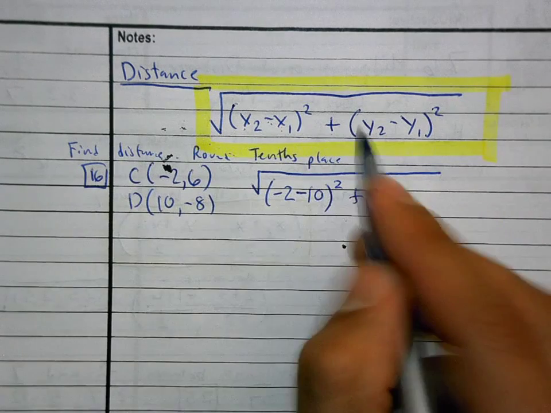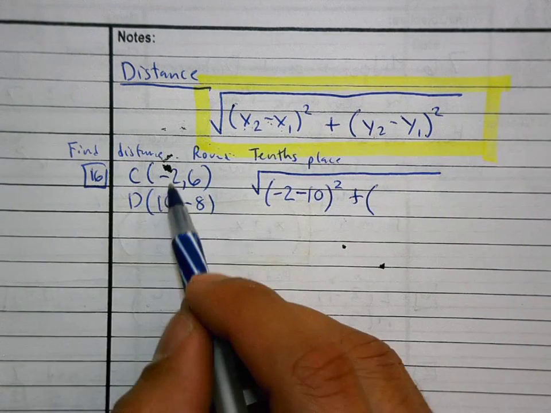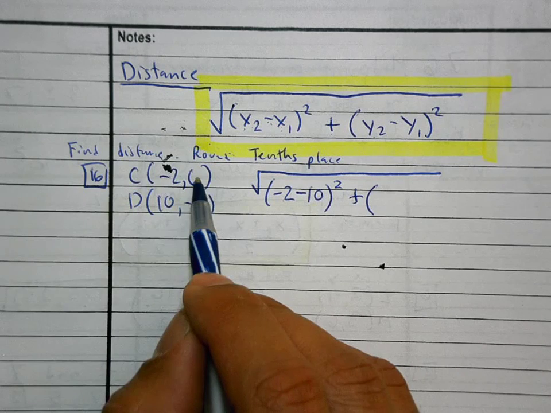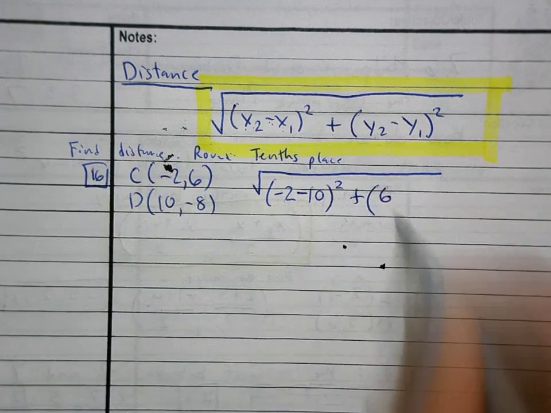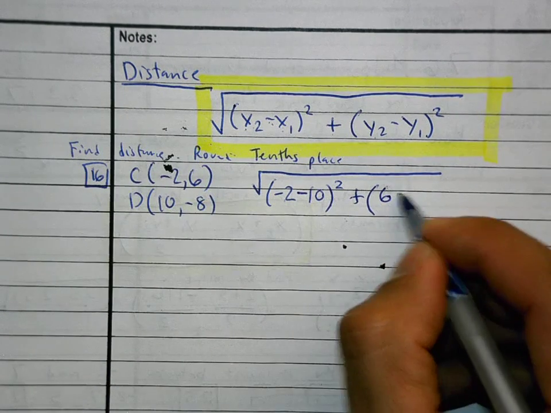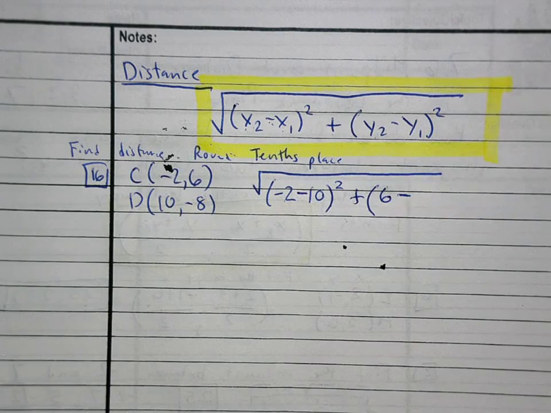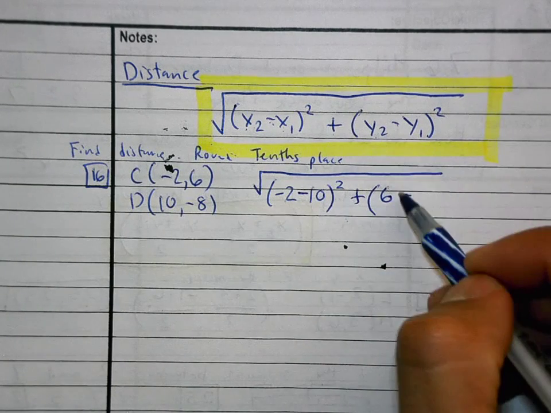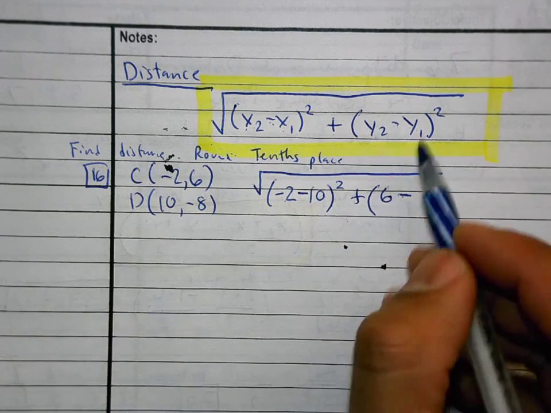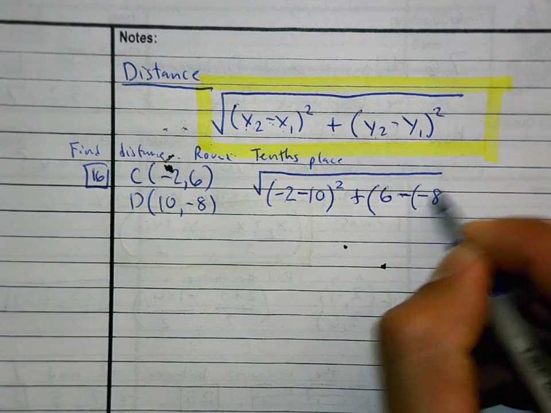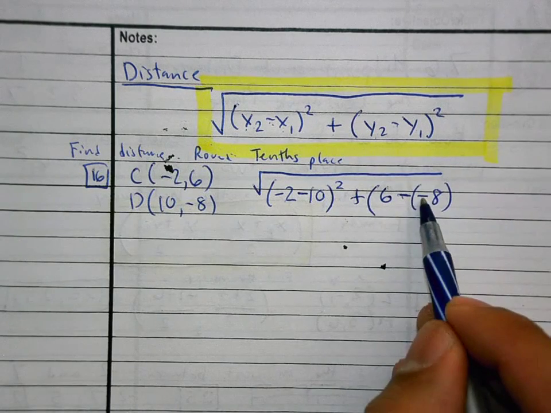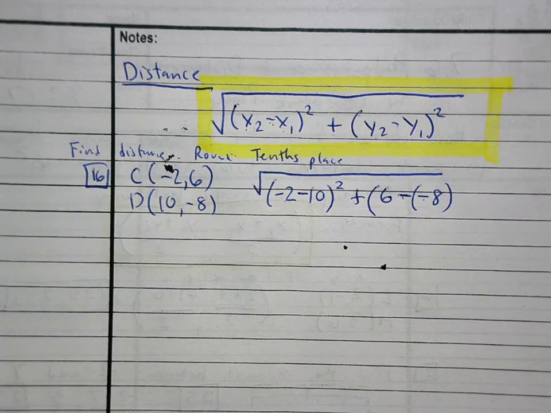this y2 has to match with the x2. Meaning I started with negative 2, now I have to start with the 6. The negative 2 was first, so the 6 has to be first. Minus, and this is where a lot of students mess up. In this formula, you have to subtract. Sometimes you're subtracting a negative 8, which means you have a negative inside parentheses. You're subtracting the negative 8. A lot of students mess that up. Squared.